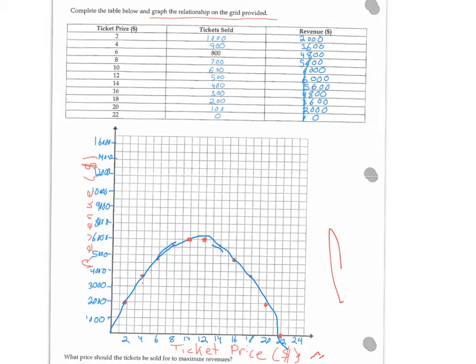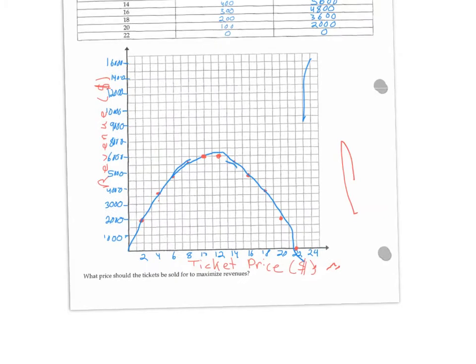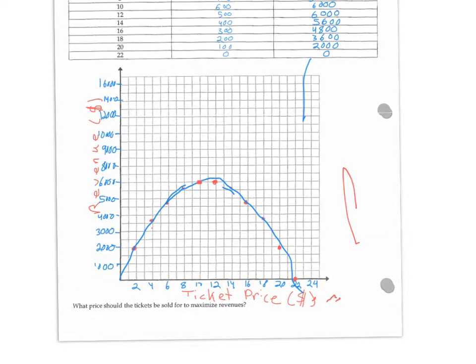Okay. And then it's asking us, what price should the tickets be sold at to maximize revenue? And this is pretty simple because we know up here the maximum revenue is between $10 and $12. So they should be sold for $11. That's where our vertex is located.